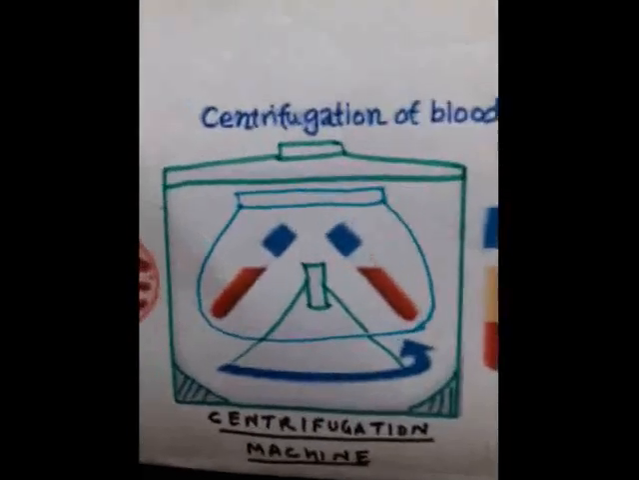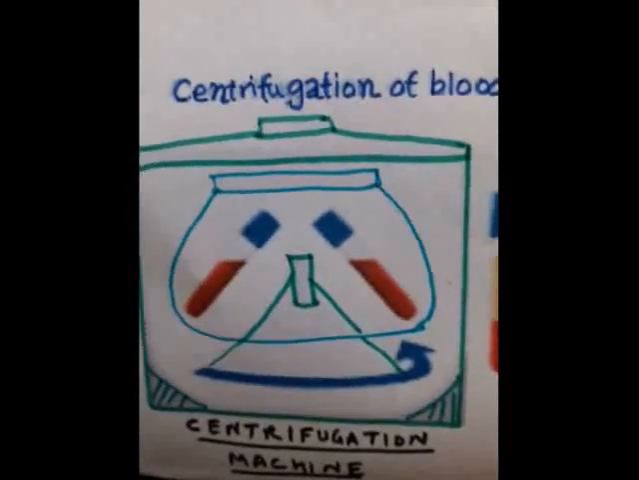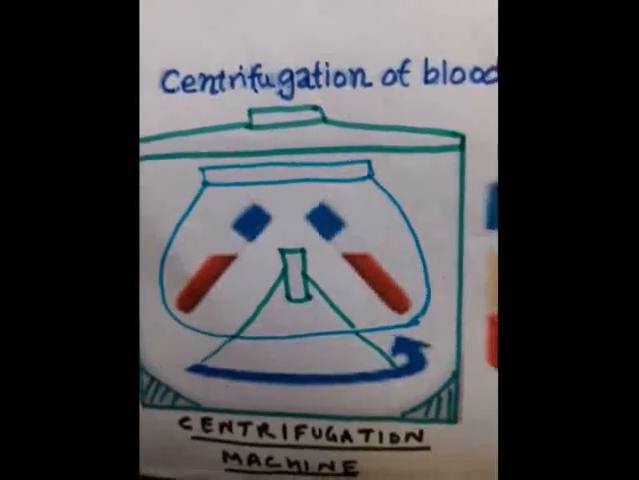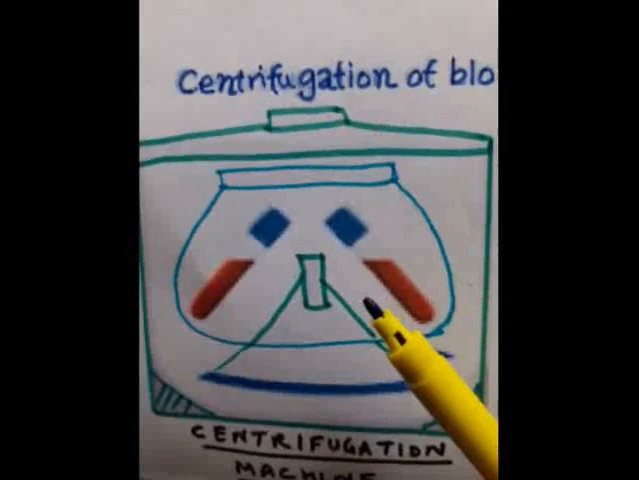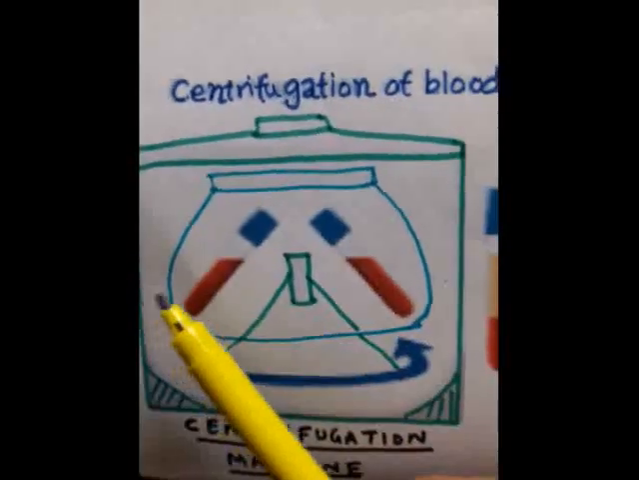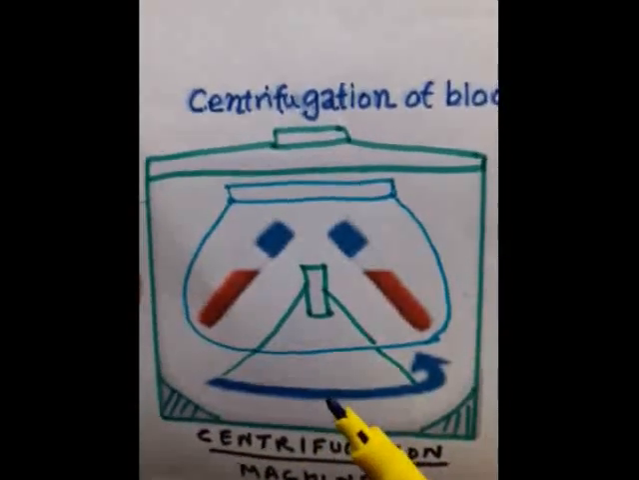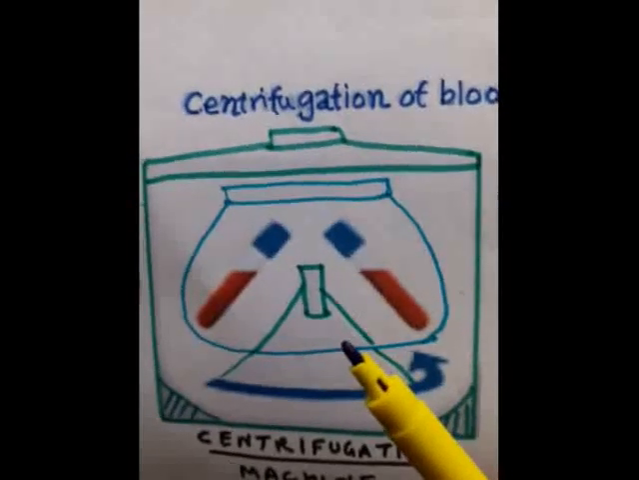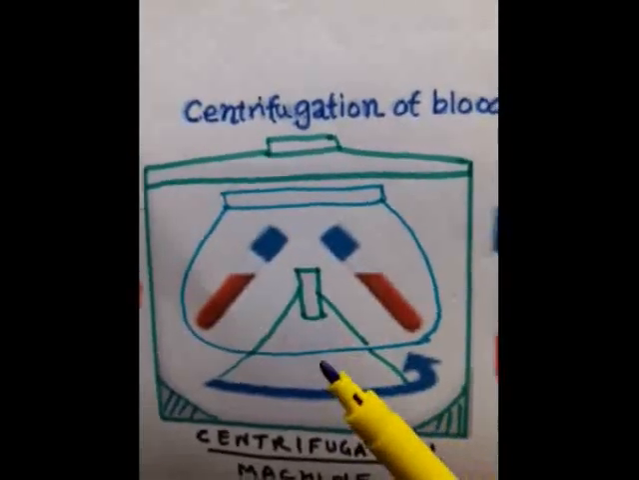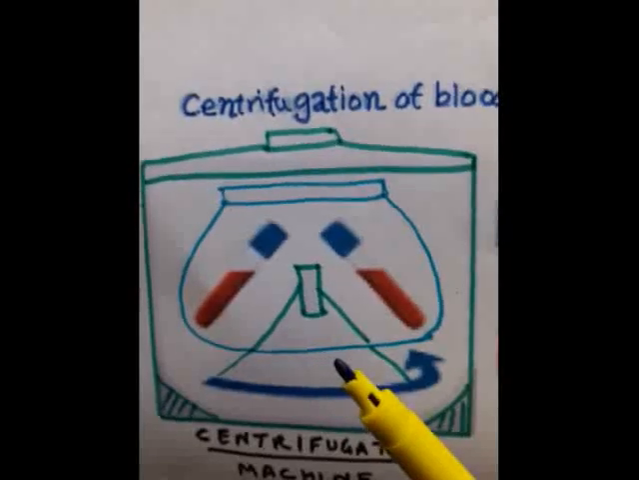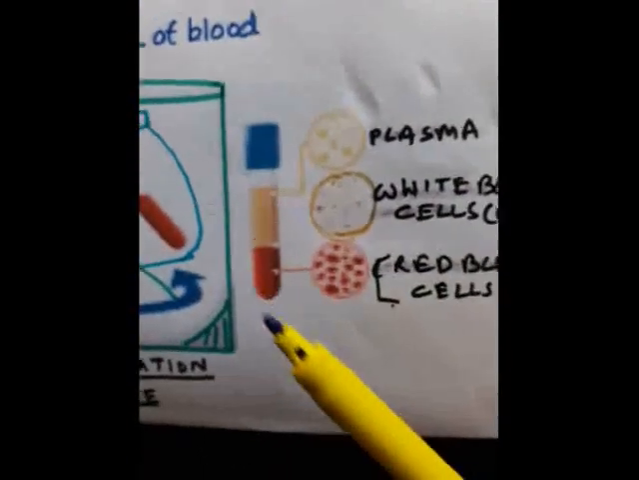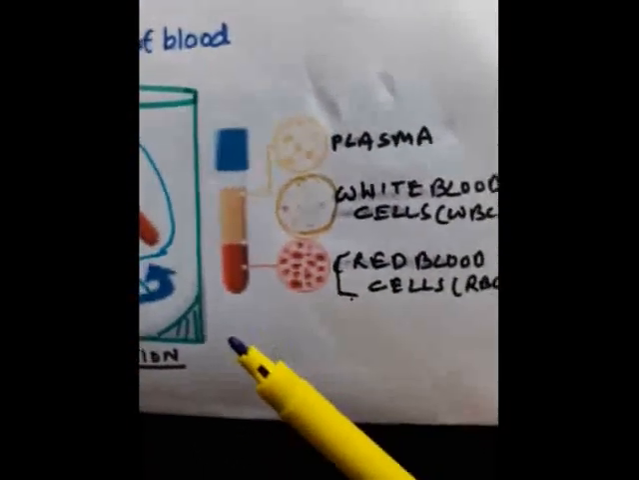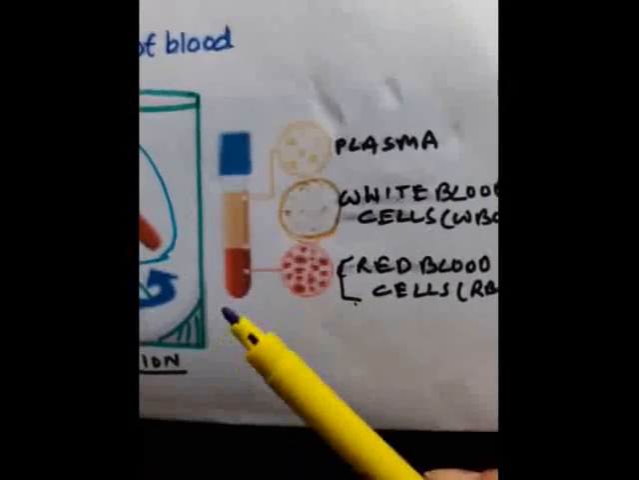Yes, students, this is a centrifugation machine. Here centrifugation of blood is done. Blood is kept in the centrifugation machine in a test tube and then it is spun rapidly. It is allowed to spin rapidly and you will see that the components of the blood are separated.